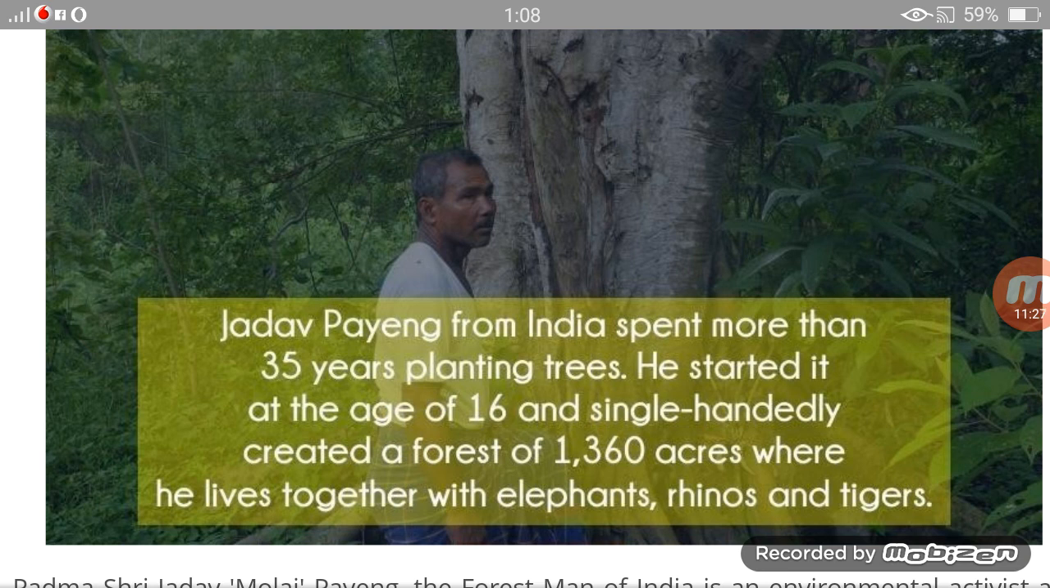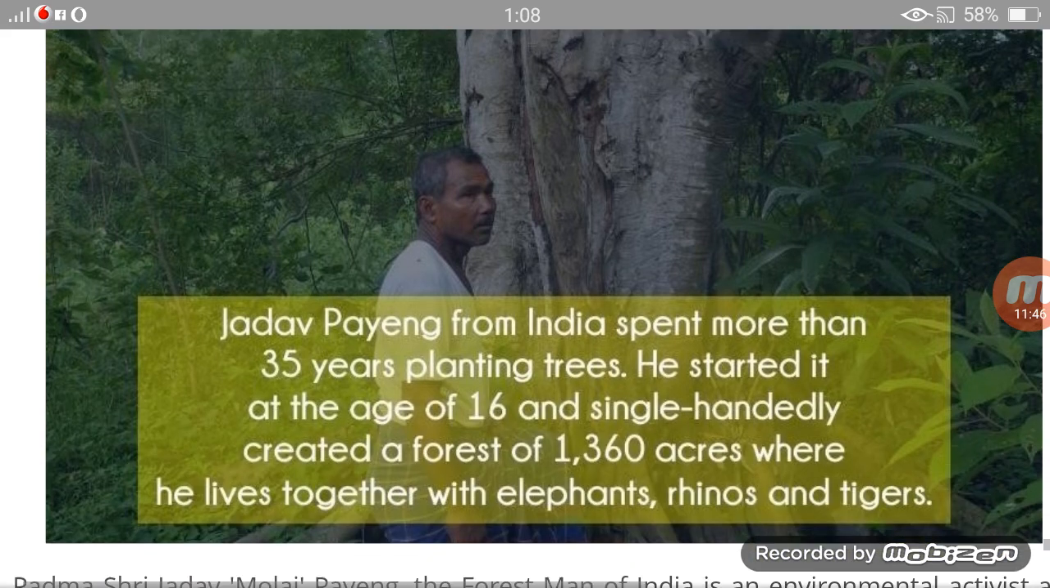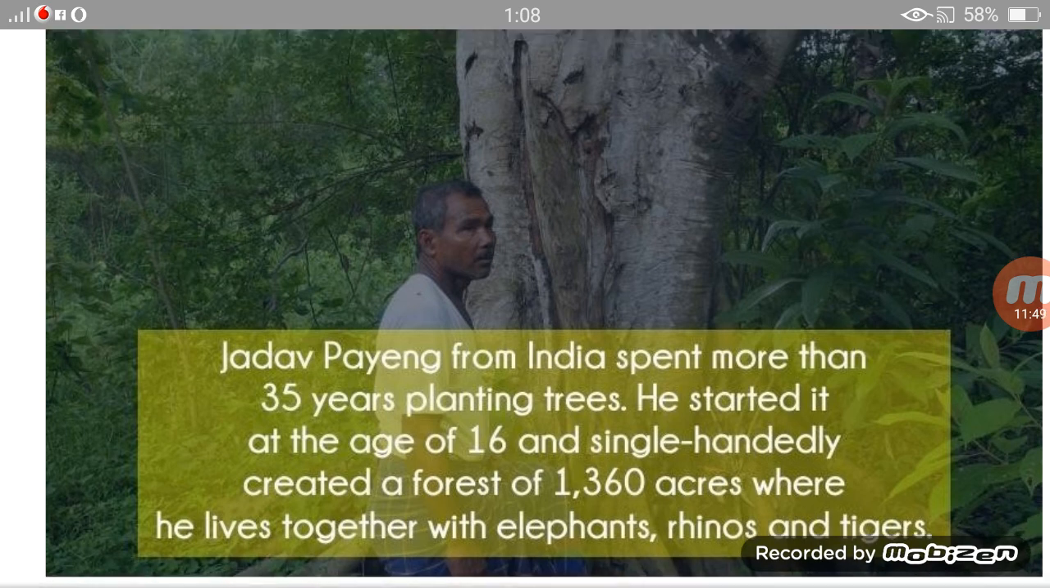Jadav Payeng from India spent more than 35 years planting trees. He started it at the age of 16 and single-handedly created a forest of 1,360 acres where he lives together with elephants, rhinos, and tigers. So, can you see the effort of the person? He has really made a change.